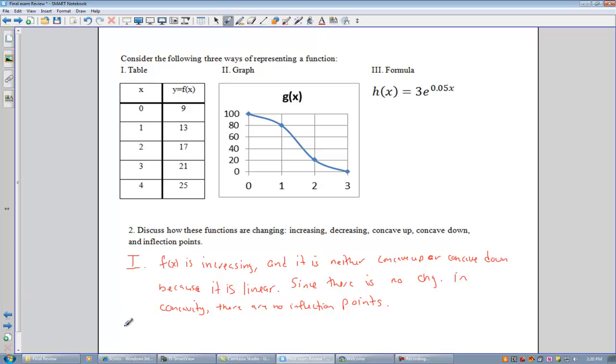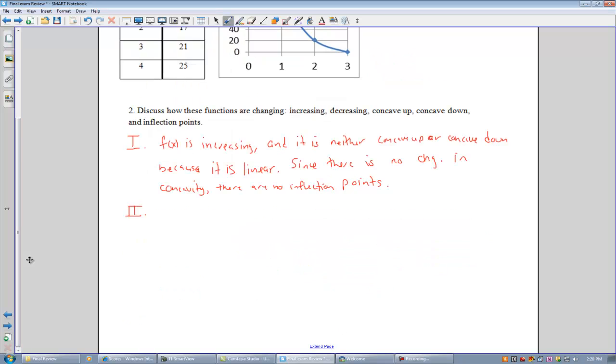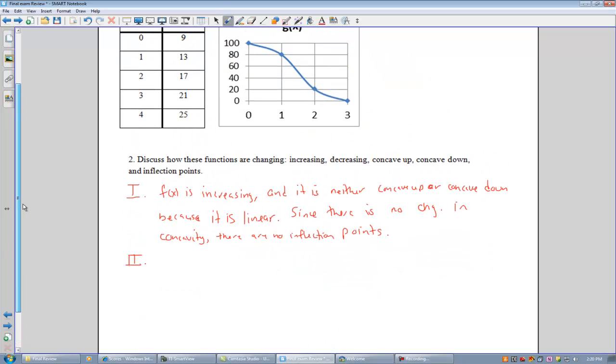If we go on and look at the graph in 2, there are several things that we can say about it. First, what we notice is that unlike f of x, g of x is not increasing, so g of x is actually decreasing. And it does go from concave down, because it's frowning here, to a smile, to concave up.